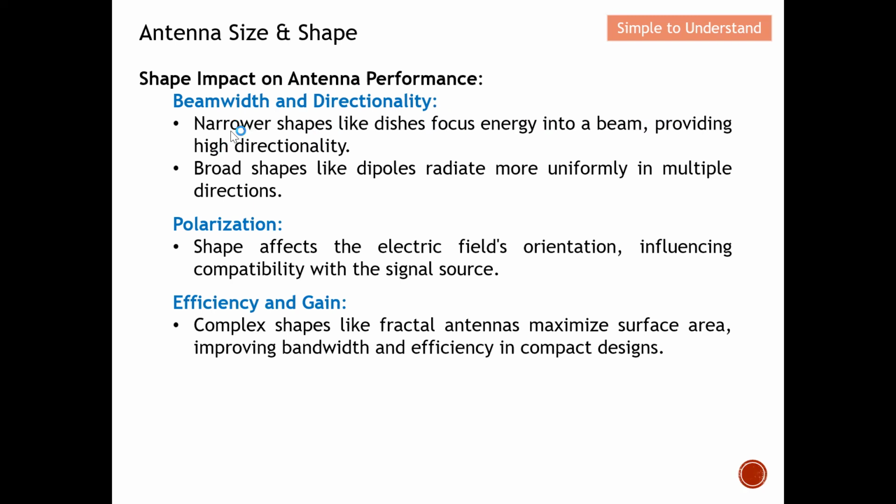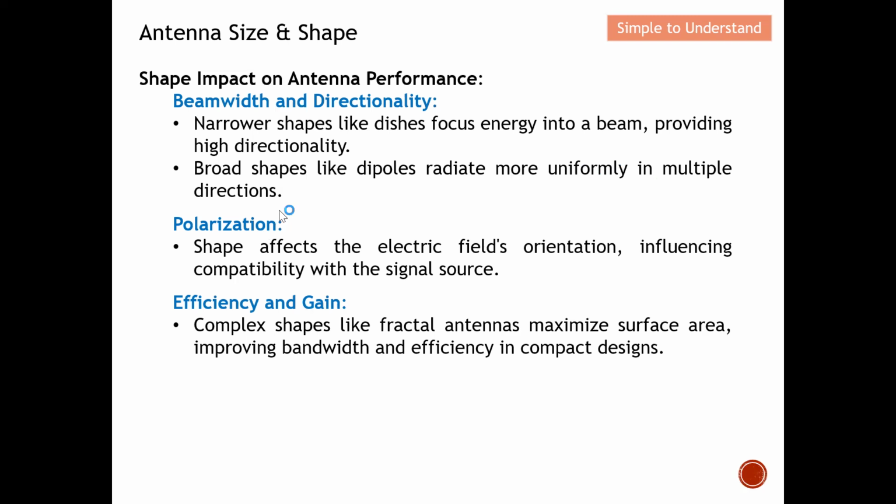Because when we want to send something to the satellite, there is no point sending it in a wide beam. Therefore we can better focus, and then we will have very high directivity. Broad shapes like the dipole radiate more uniformly in multiple directions. Another use case is, for example, when we want to send 360 degrees, or maybe I should say open bracket 360 degrees. There is no such antenna that will be able to radiate a true 360 degrees, so I just say open bracket 360 degrees. Basically we will use a dipole, because it is able to radiate uniformly in multiple directions.